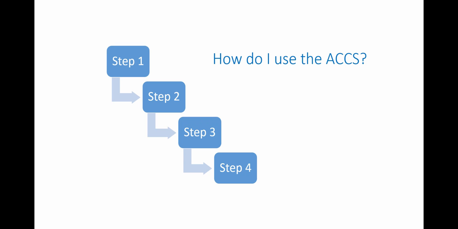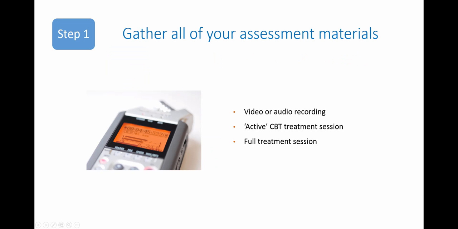I'll now outline the 4 key steps involved in using the ACCS scale. So step 1 involves gathering all of your assessment materials together. The most important thing that you need is a video or audio recording of a treatment session. As I said, this might be a role play session or it might be a real treatment session with a client. Ideally, ratings should be based upon material which contains the most amount of information possible. This enables us to make the most accurate rating that we can.